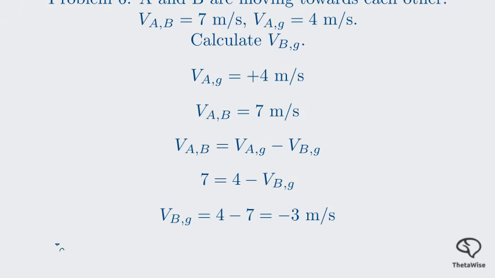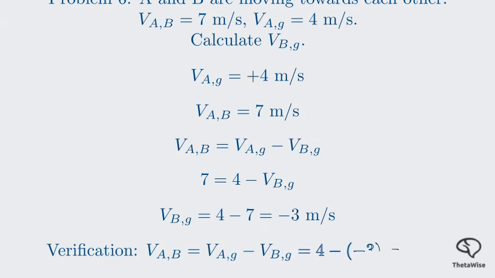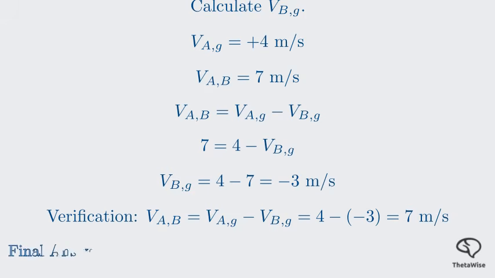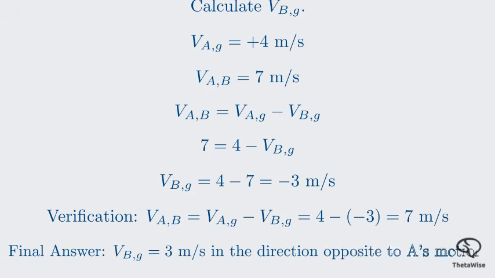Let's verify this. If A is moving at plus 4 meters per second and B at negative 3 meters per second, their relative velocity is 4 minus negative 3 equals 7, which matches the problem statement. So the velocity of B with respect to the ground is 3 meters per second in the direction opposite to A's motion. Question 7 is a multi-part problem involving two objects moving in the same direction.